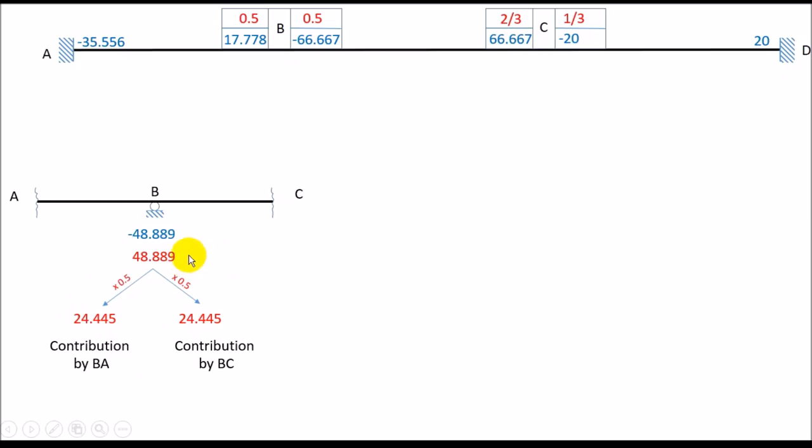Okay, we'll see this once again for joint C. Okay, you see 66.667 is positive, that means it's clockwise, and this is negative, it means it's anti-clockwise. So the resultant, since this is greater, the resultant would also be a clockwise moment of 46.667 kilonewton meter, and it's clockwise. So it will try to rotate my beam like this. You see the deflected shape.